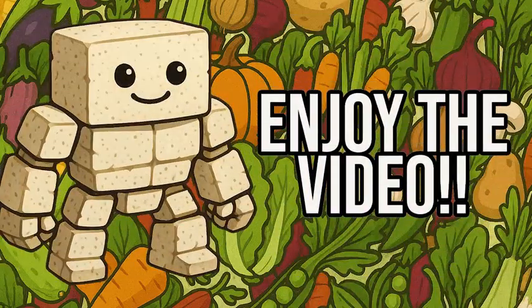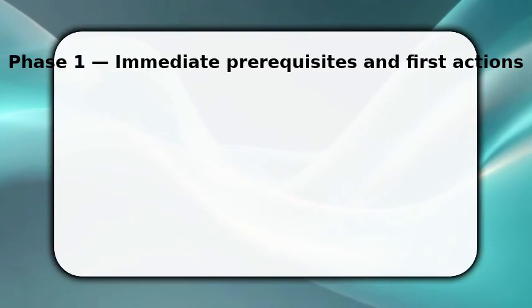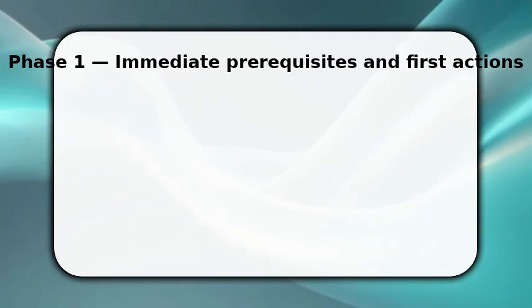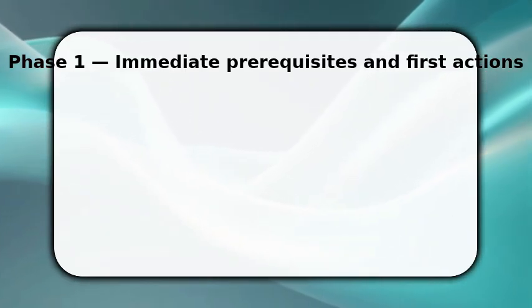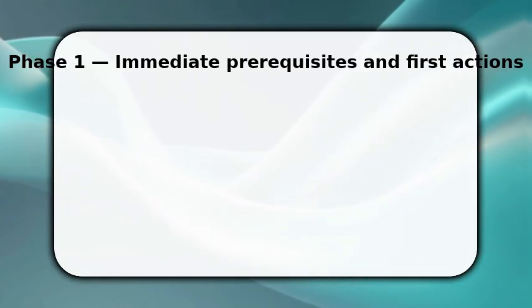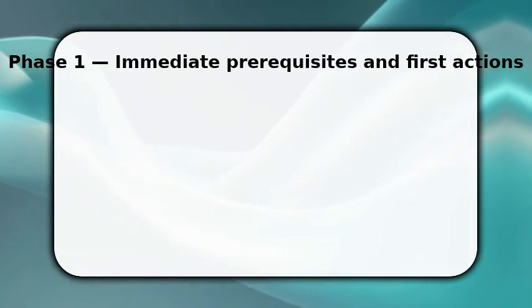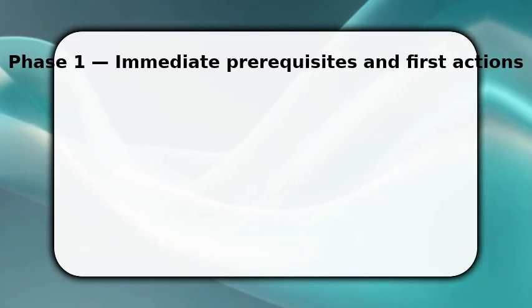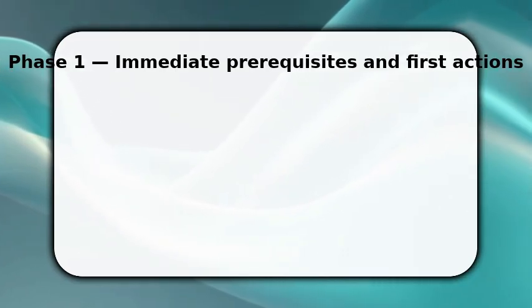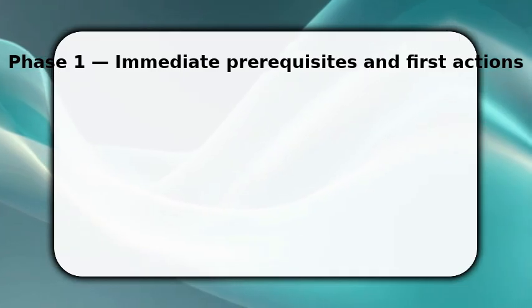Please enjoy the video. You start by confirming the environment. Check your Outlook version and Windows display scaling so you know where the problem originates. Once done, open a test email and note how body and subject fonts appear. This tells you if the issue is app-specific or system-wide.